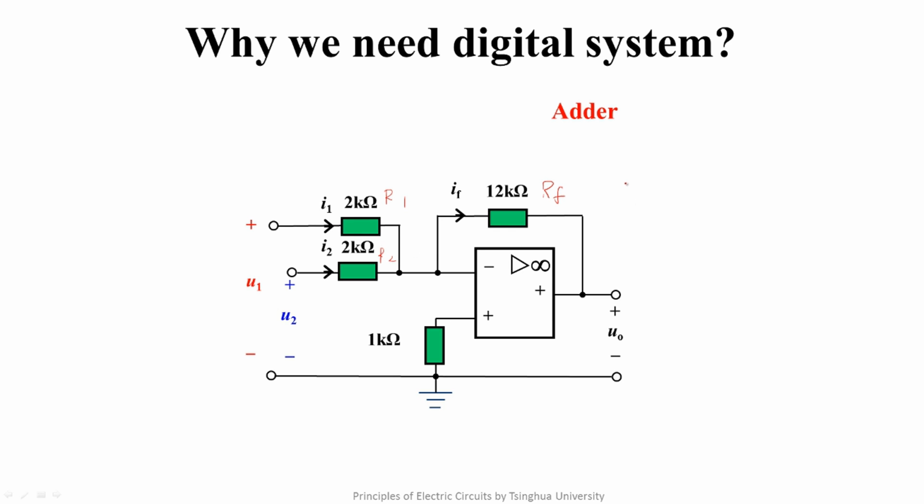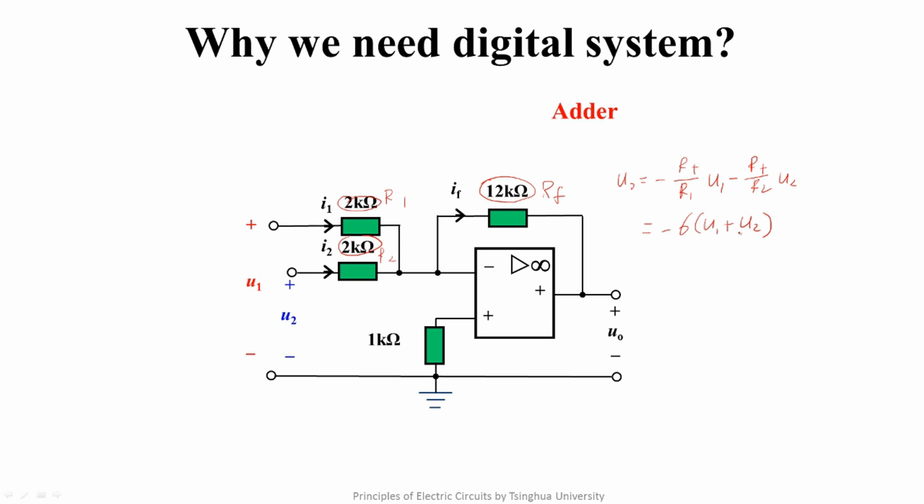Based on what we've learned last week, its output UO equals minus RF over R1 times U1 minus RF over R2 times U2. The given values of the three resistances are 12K, 2K, and 2K respectively, so the output is minus 6 times the sum of U1 and U2, which means that their coefficients are the same. So it's a reverse adder that adds the two inputs together and amplifies it 6 times reversely.